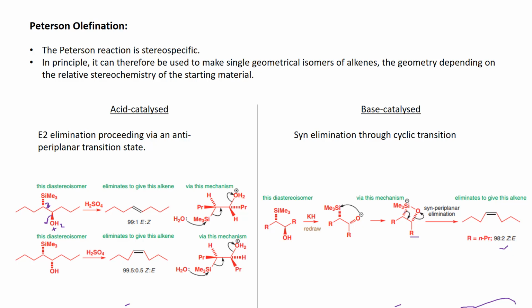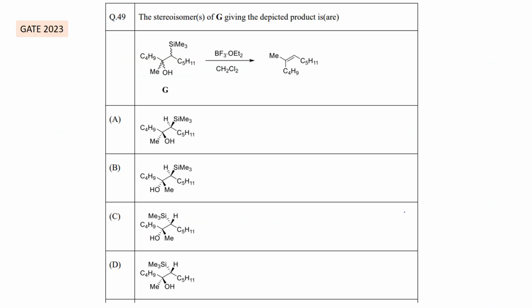So if the reaction is acid catalyzed, the reaction will go through an anti-elimination, and if the reaction is base catalyzed, the reaction will go through a syn elimination. Here one question was given in GATE 2023. The stereoisomer of the G giving the depicted product is, so what will be the stereoisomer? To get this specific product, what should be the stereochemistry of the substrate?